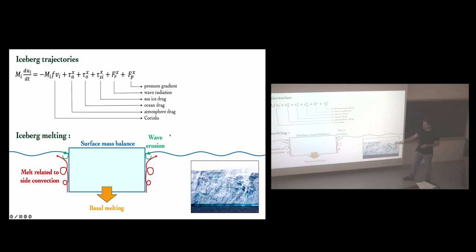For the melting, you have basal melting, so this is exactly as under the ice shelves. And then you have also convection on the side, melting along vertical faces. And you have also a term that is quite important, which is the wave erosion. The wave erosion, you can see it if you look at the shape of icebergs, you usually see something quite specific at the range that is in contact with the ocean. And this is also an important term for the ice shelves. And of course, you also need to do the surface mass balance at the surface.